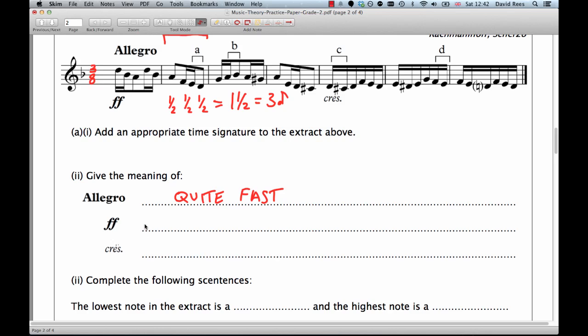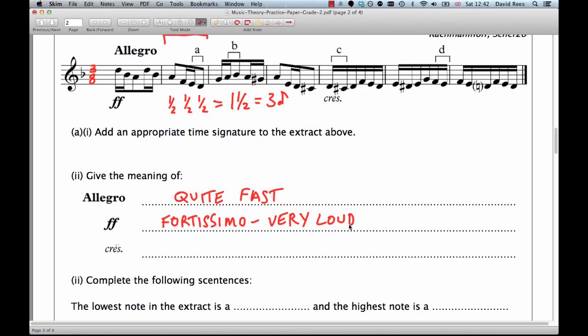Here's 2F. So again, in grade 1, we had F, which was for forte. This is even louder. So forte was loud, this is louder still. So 2Fs is short for fortissimo in Italian, which means very loud. It doesn't necessarily mean absolutely the loudest you can play on your instrument. There should always be something that's comfortable to play, but is definitely loud.